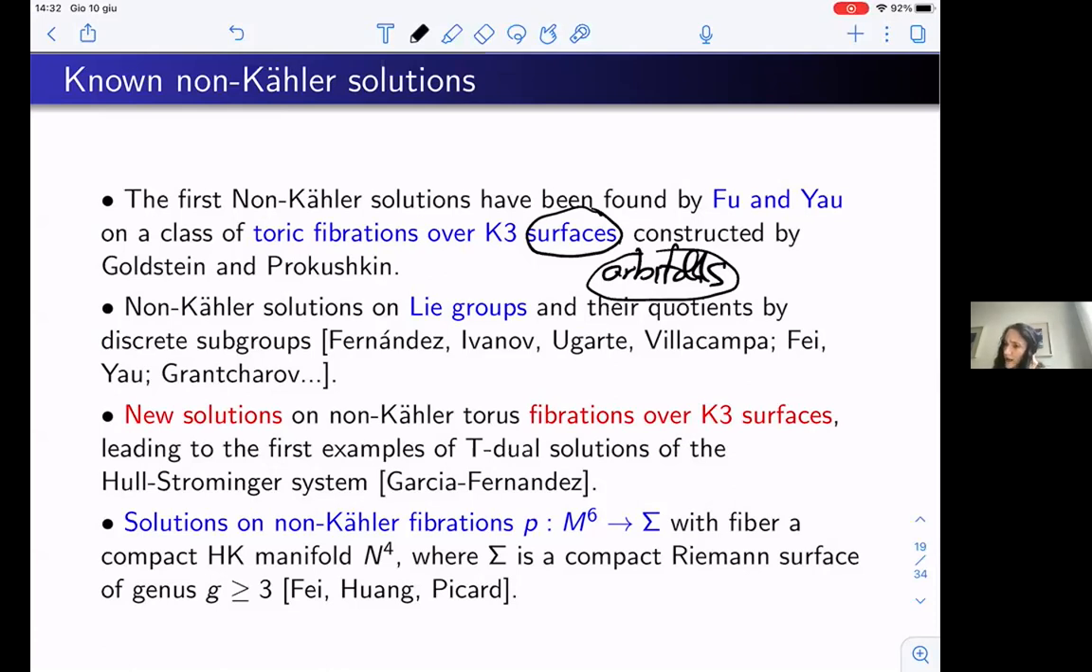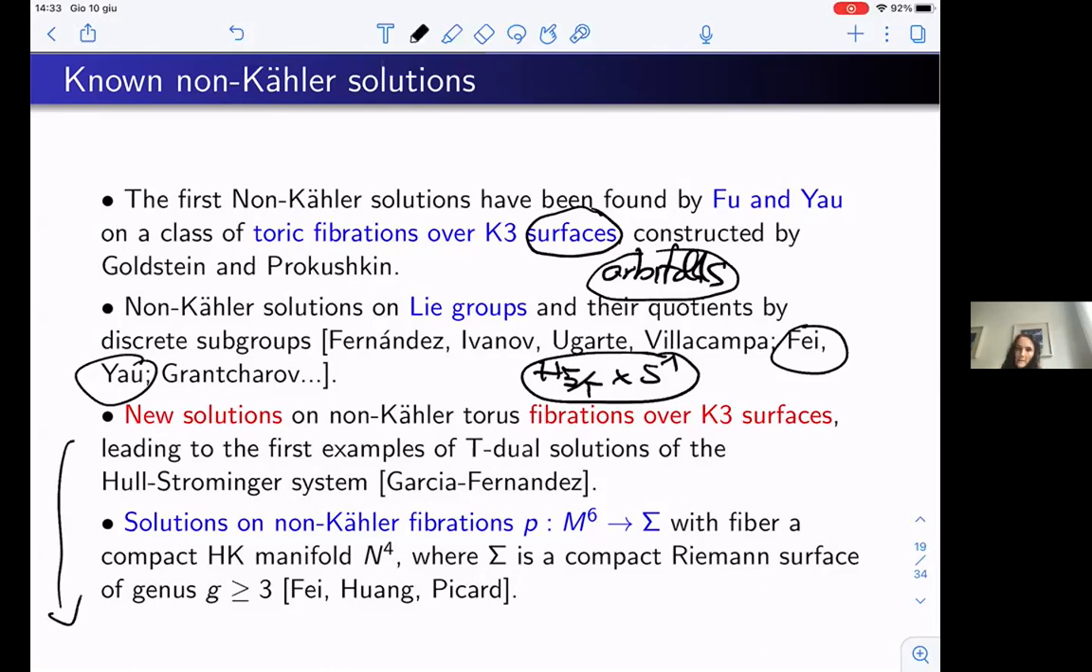There is a nice construction in the literature of non-Kähler solutions on nilpotent Lie groups by Fernandez, Ugarte, and Villacampa. These are done in this case: you take the real Heisenberg group, quotient by a lattice, times S1. And here the connection that they use is the Bismut connection. And then there is also a result by Fei and Yau, where they consider the case of complex parallelizable manifolds, so G over gamma, where G is a complex group. And here they consider any connection of the Gauduchon family of Hermitian connections that you can have. And also Grantcharov gets something else, and other people.